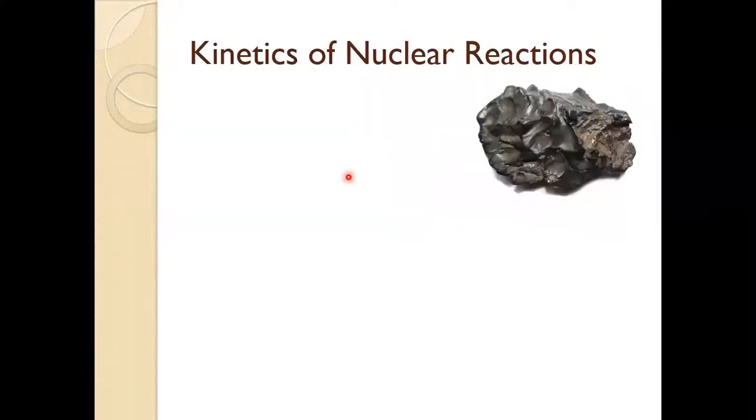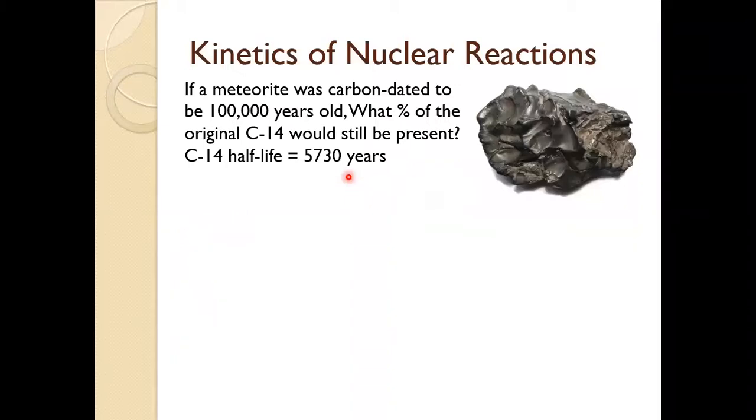And finally, our last example is that if we found a meteorite and the meteorite was carbon dated, so we used carbon-14, the ratio of how much carbon-14 there is now compared to how much there was originally, to be 100,000 years old. And the question is then, if that's true, then what percent of the original carbon-14 would still be present? So if in fact this meteorite is as old as it's claimed to be, how much carbon-14 there is now compared to how much there was originally.